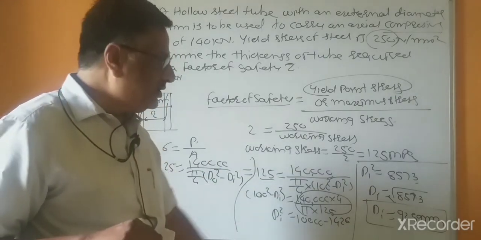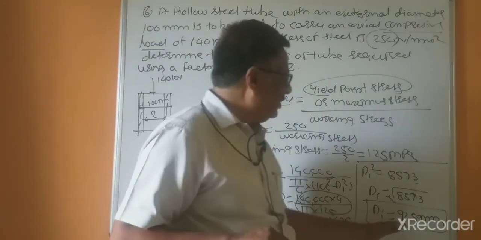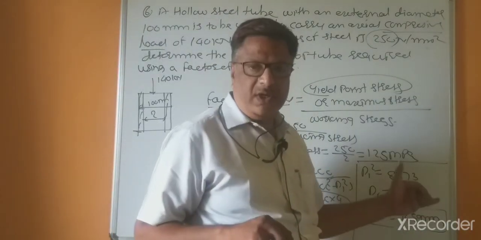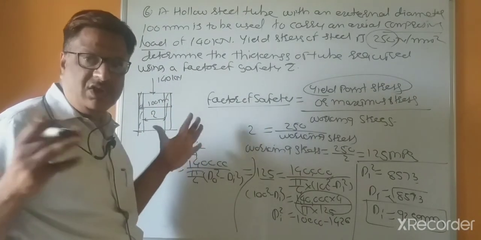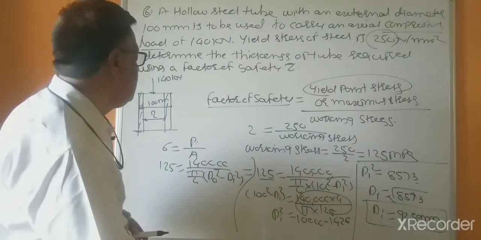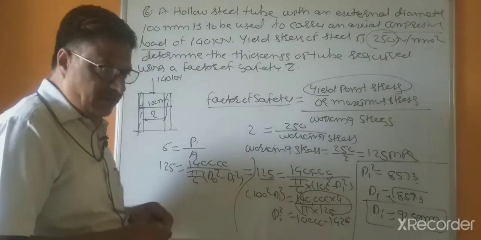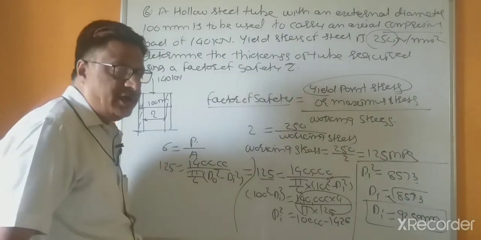See, if we increase this diameter, the material will fail, or you can decrease it. Instead of 92.5, you can decrease it to 90 mm. Then the wall thickness will increase. Wall thickness increasing means the tube can take more load, which means you are increasing the factor of safety. So, due to limitations of time, today we'll stop here.